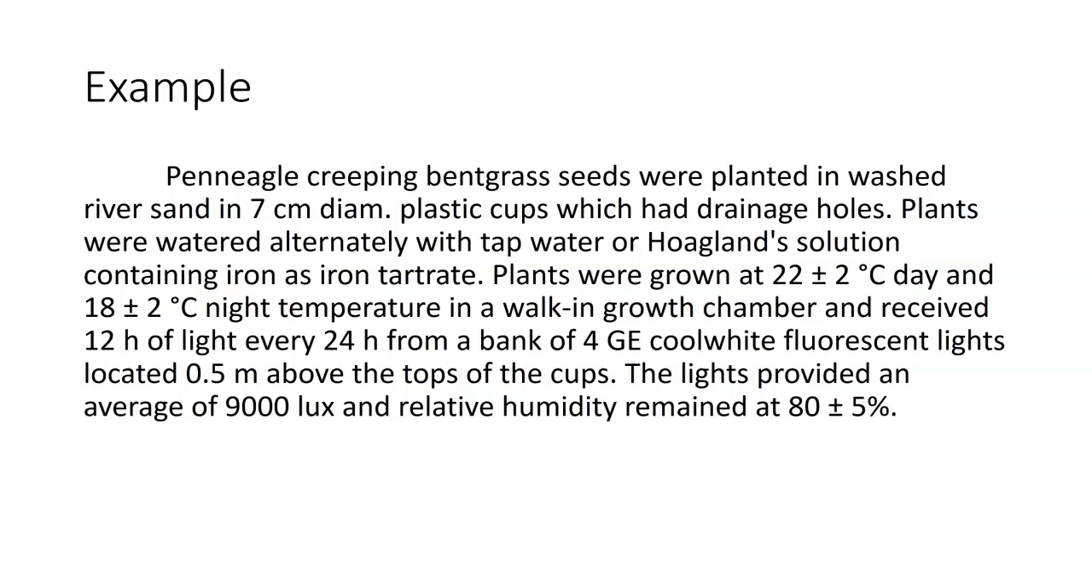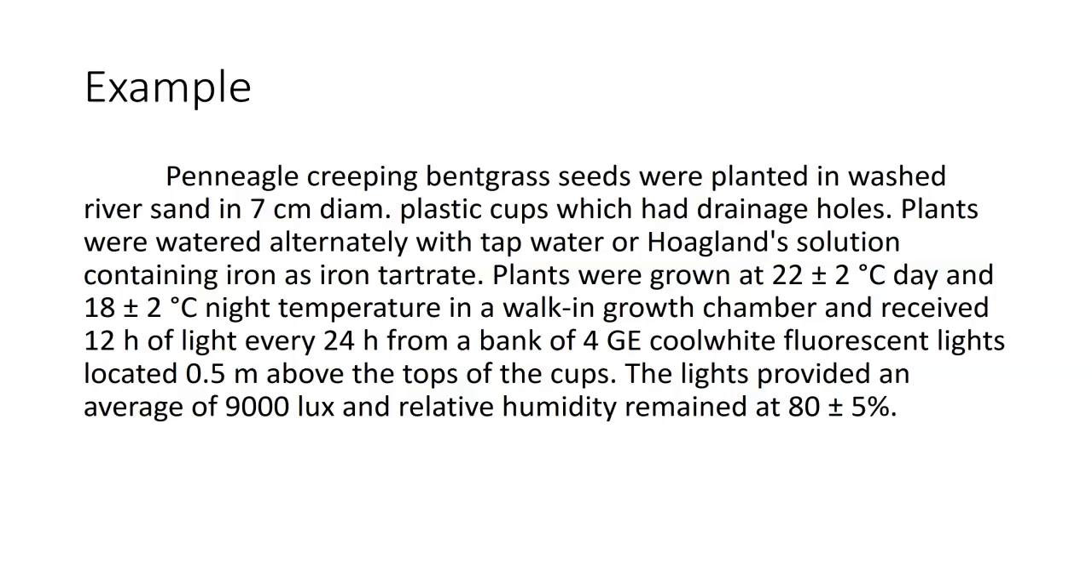Penneagle creeping bentgrass seeds were planted in washed river sand in 7-centimeter diameter plastic cups which had drainage holes. Plants were watered alternately with tap water or Hoagland solution containing iron as iron tartrate. Plants were grown at 22 plus or minus 2 degrees centigrade day and 18 plus or minus 2 degrees centigrade night temperatures in a walk-in growth chamber and received 12 hours of light every 24 hours from a bank of 4 GE cool white fluorescent lights located 0.5 meters above the tops of the cups. The lights provided an average of 9,000 lux and relative humidity remained at 80 plus or minus 5%.